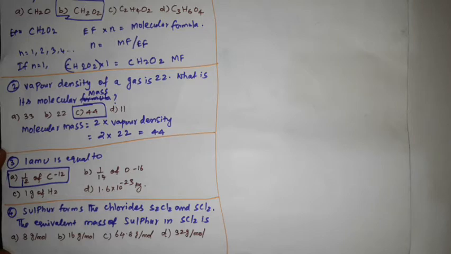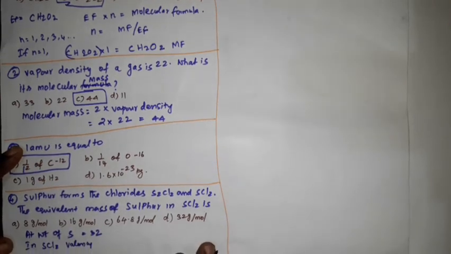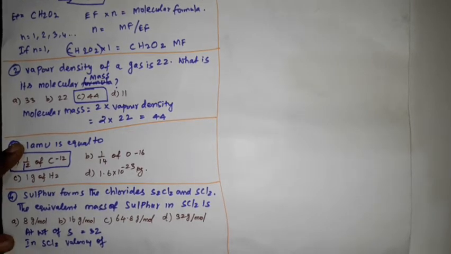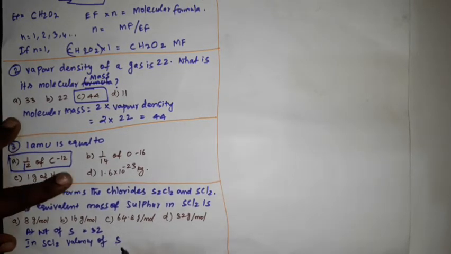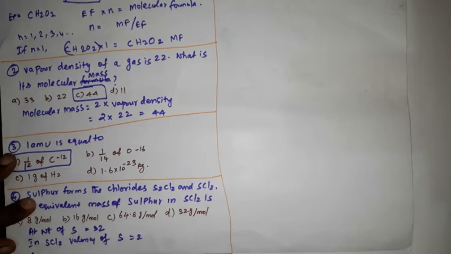So actually the atomic weight of sulfur is 32, and in SCl2 the valency of sulfur is 2. Valency means the combining power of an atom. Here sulfur's valency is 2.